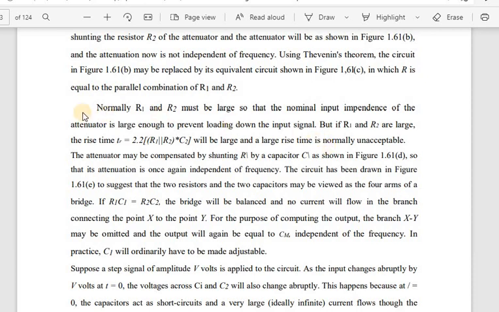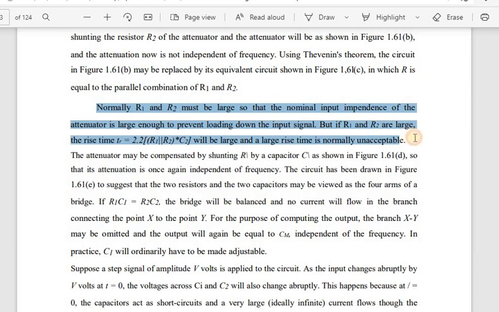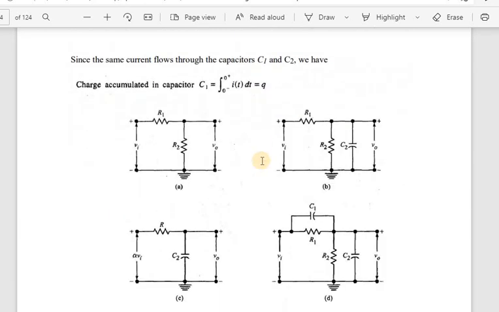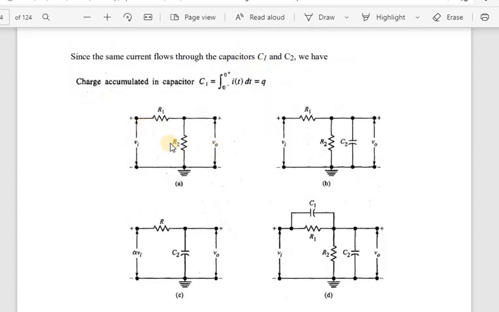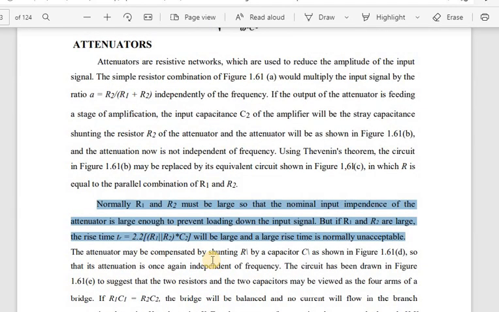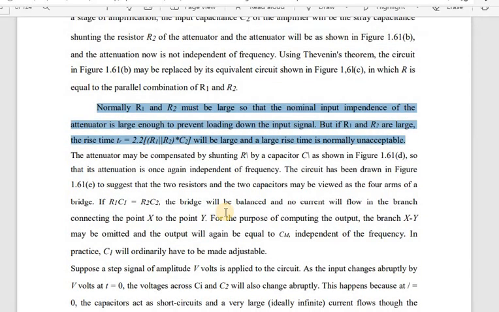Now I'll repeat what I am saying here once again. Up to these three figures you are clear. This is the normal attenuator. When this attenuator is fed to an amplifier, how you are going to see this, and by using Thevenin's theorem you are using an equivalent resistance of that one. Now after this, normally R1 and R2 must be large, so that the nominal input impedance of your attenuator is large enough to prevent the loading down of the input signal.